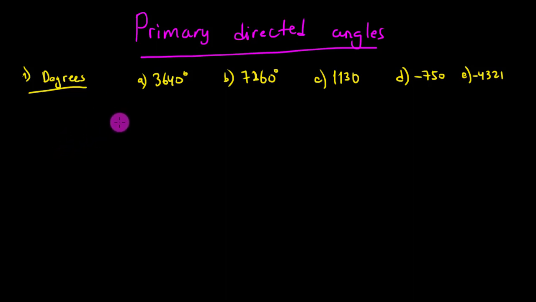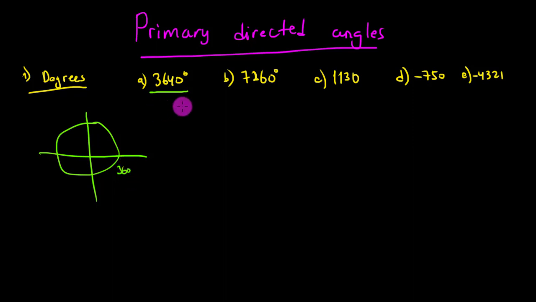Okay, now let's look at the primary directed angles. The idea here is to make a big angle a small one, to simplify a big angle. So let's look at this angle, 3640. Of course, this angle does not fit on this unit circle because the maximum degree you could have is 360. Okay, how can we simplify this one?